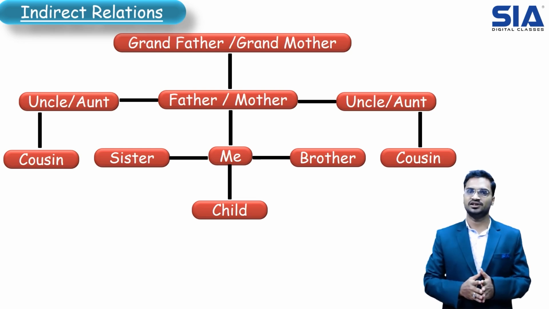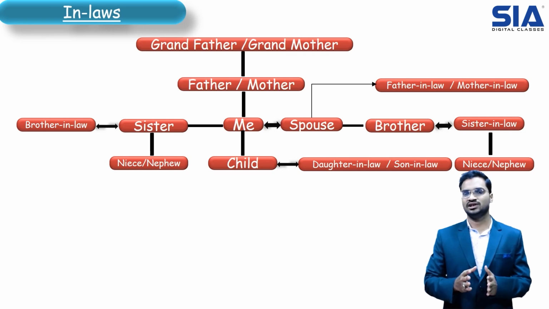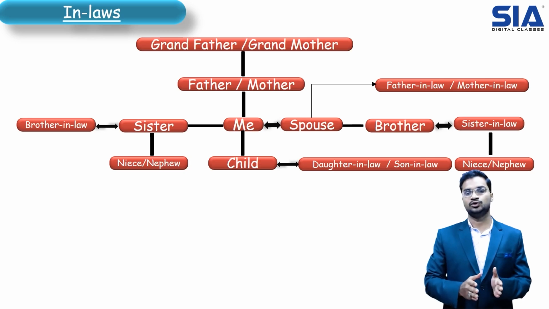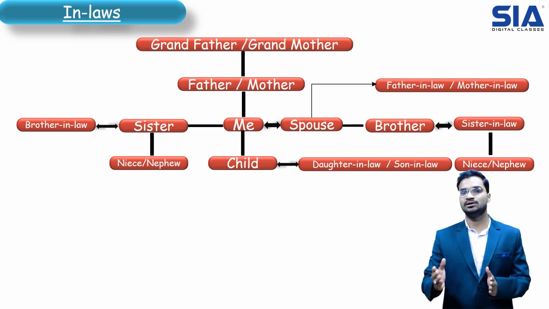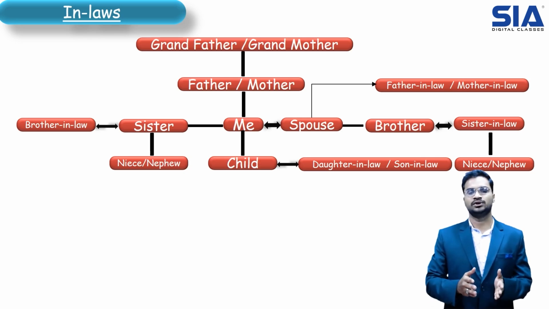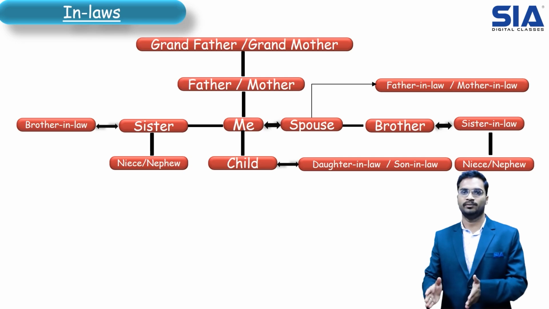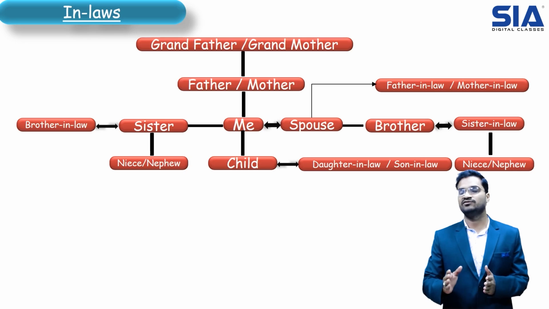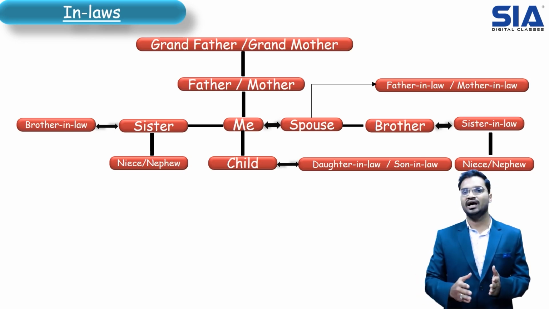Now coming to the next relation, which is in-laws. In-laws is a relation which is gained after a marriage. After marriage we get this in-laws relation. So you are married to a person, who may be a male or a female, a man or a woman. Let us assume I am a man, then I am married to a woman. My wife's father and mother are called father-in-law and mother-in-law to me.